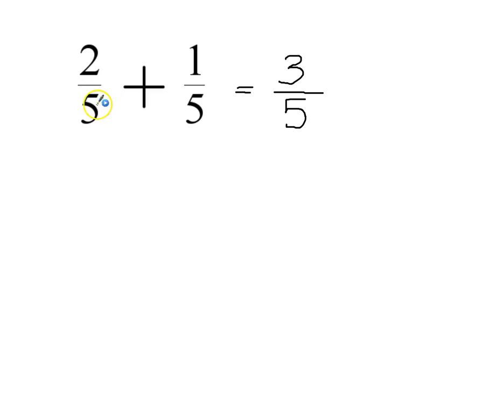This is really kind of just like a label. It's the size of the piece. So 2/5 plus 1/5 is going to give me 3/5 because I'm adding things of the same value. I have 2 pieces that are this size plus another one which is that same size, which gives me together 3 pieces that are this size, okay?